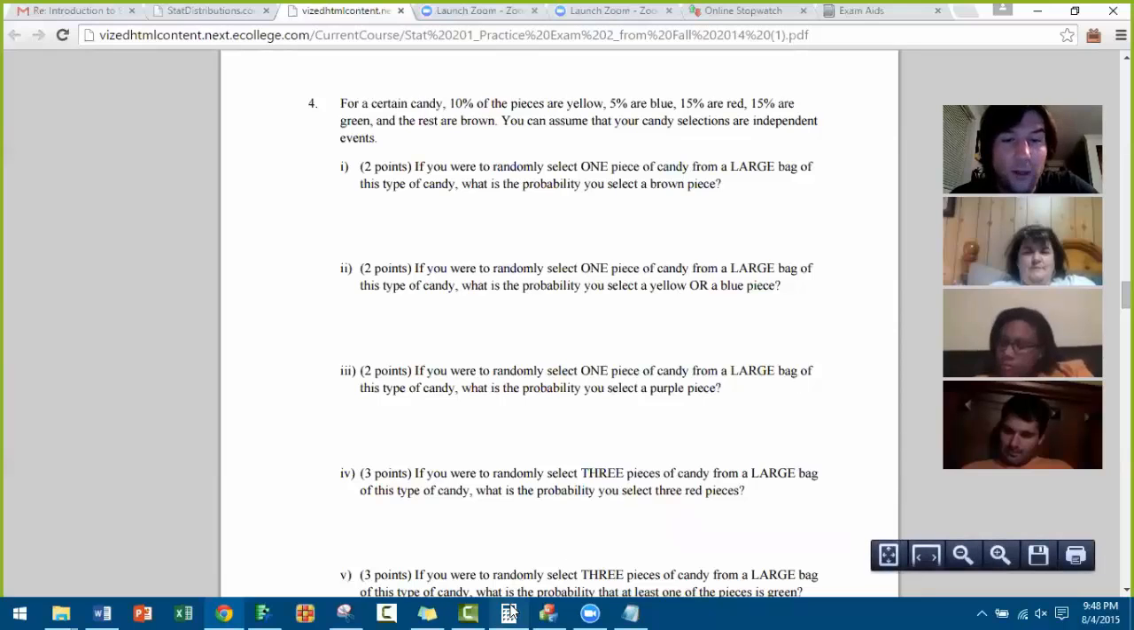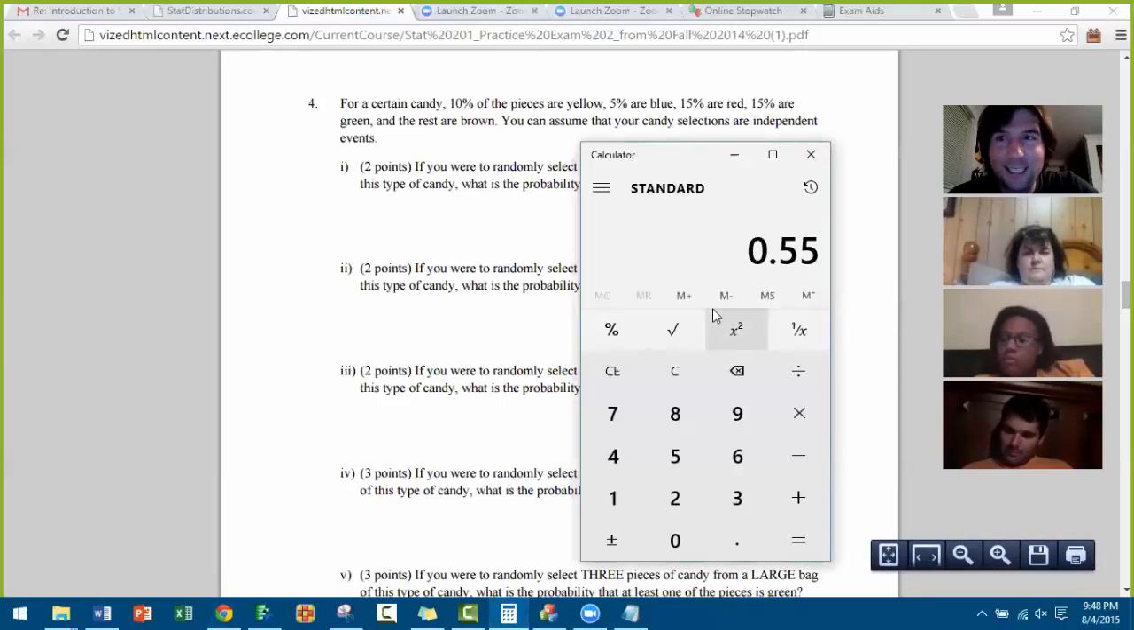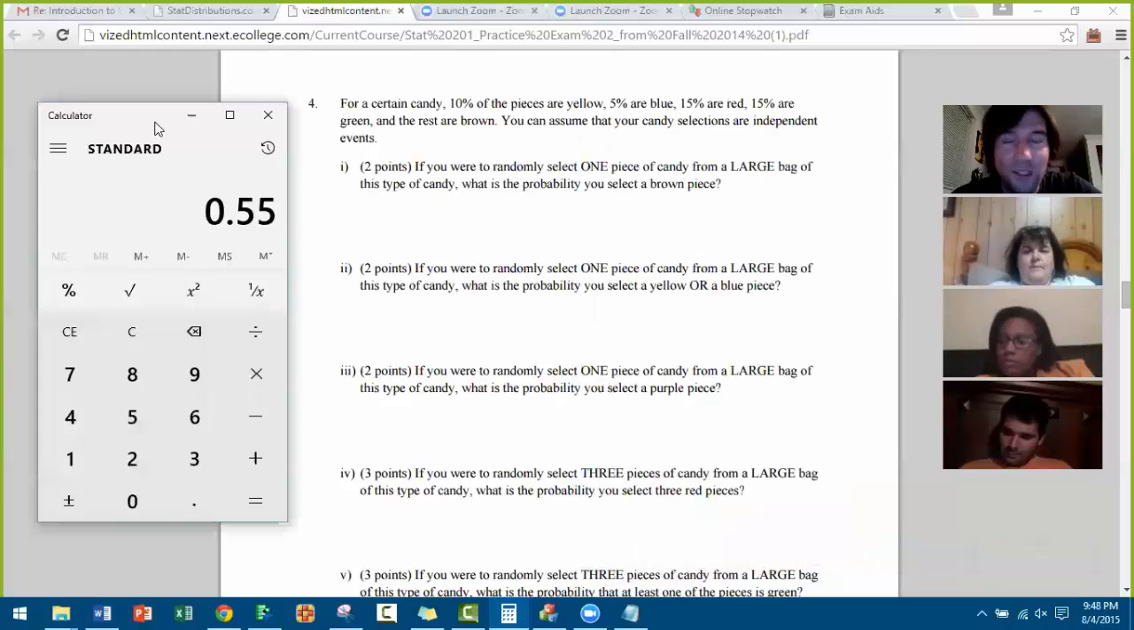When we say or, they need to be disjoint. You cannot select a yellow, blue piece and a yellow and a blue piece at the same time. It's not like you pull out a piece and, oh, it's a yellow blue piece. No. So since they're disjoint events, they can't both happen at the same time, we simply add the probabilities. Probability of selecting a yellow is 0.05. Probability of selecting a blue is 0.15. Probability of selecting one or the other is 20%.